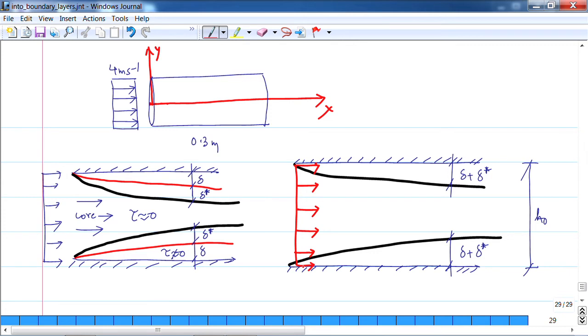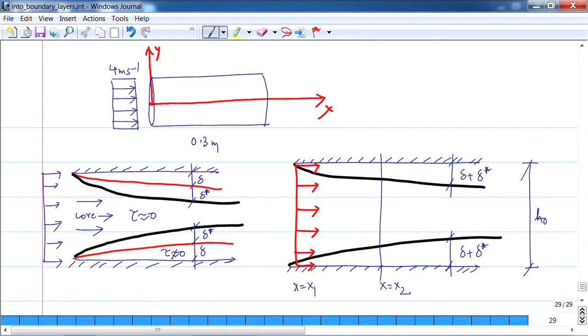At say this location, and say this location is x equal to x1. Now, let us come to another location, which is say x equal to x2. Now, the question is, how will the velocity profile look like?